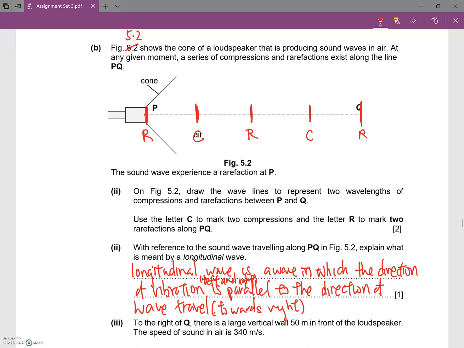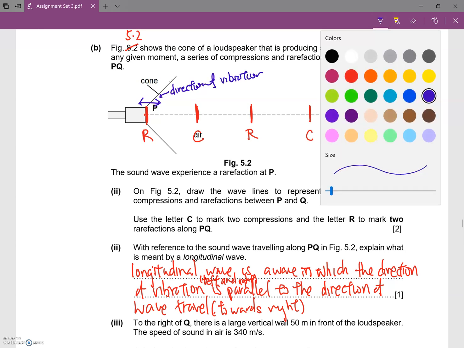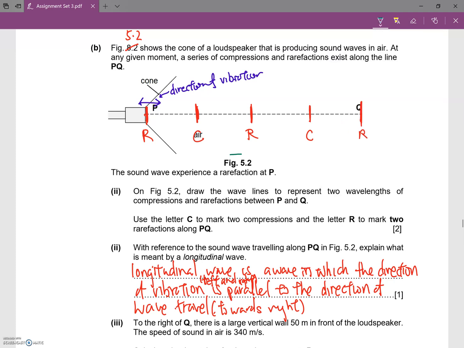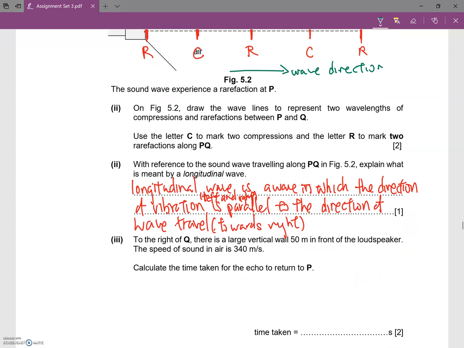At any one point, if there's a particle over here, the vibrating particle, let me use blue, will be going left and right. This is the direction of vibration. For the direction of wave travel, maybe let me use green. Wave travel is in this direction. So you can see here that the direction of vibration is parallel to the direction of wave travel. Now let's go on to part 3.